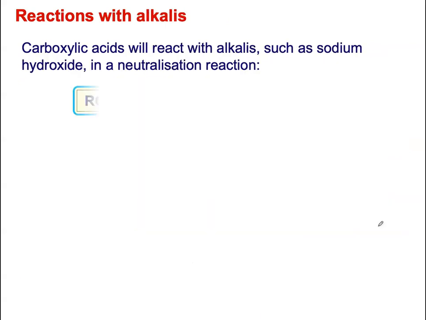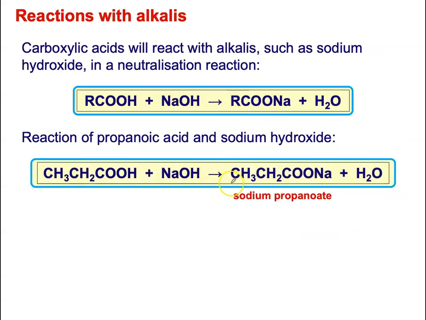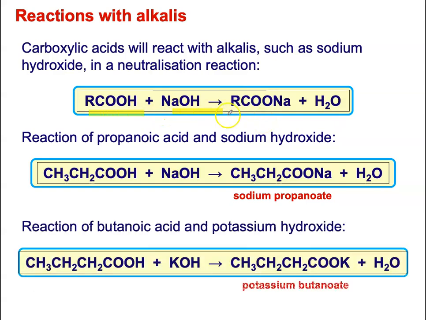Another example is with alkalis. So we'll get sodium propanoate plus water, because acid plus base gives you salt and water. So HCl plus sodium hydroxide will form sodium chloride and water. Here, because it's a carboxylic acid, if the carboxylic acid was methanoic acid, you get sodium methanoate. If it was butanoic acid, sodium butanoate. And the example of potassium butanoate is given below.